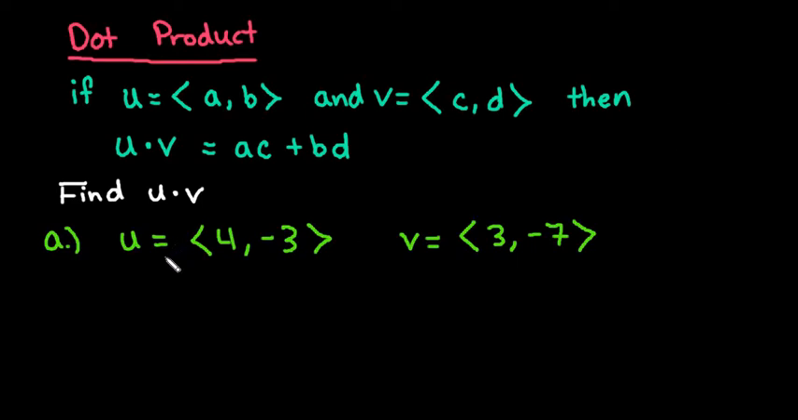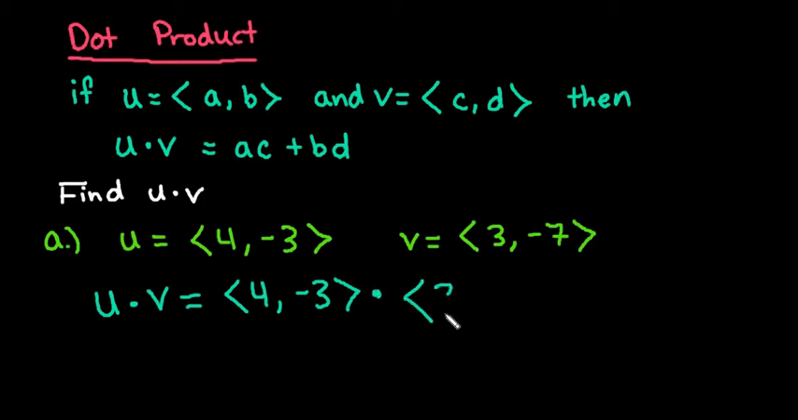All right, so let's do a couple of examples. In the first example, I just give you the vectors u and v. So u is 4 comma negative 3 and v is 3 comma negative 7. So we want to start by finding the dot product of this one. So I would do u dot v is equal to 4 comma negative 3 dot 3 comma negative 7.